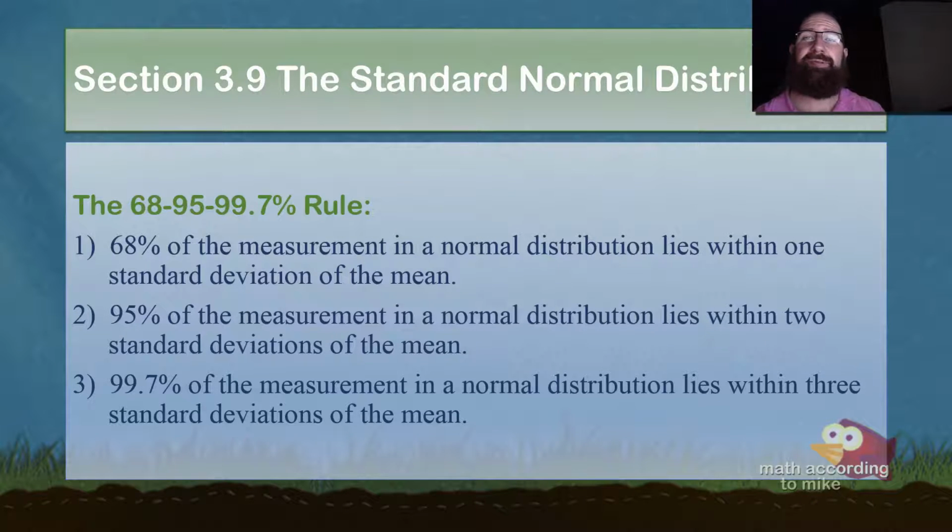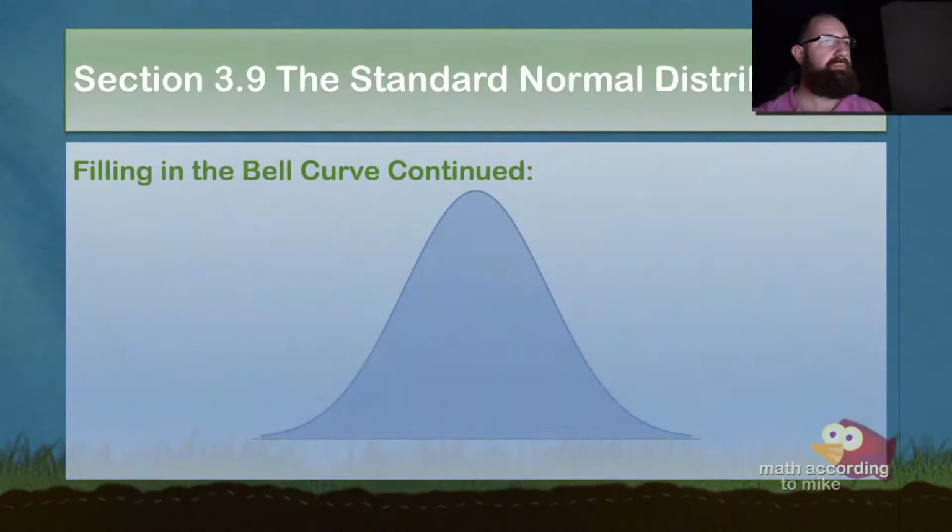All right, 68% of the measurements are within 1 standard deviation of the mean, 95% within 2, and 99.7% within 3. Keep those numbers in mind. Let's see how this breaks down on our normal distribution curve. All right, so we're going to fill in the normal bell curve. I'll use purple. I would suggest that you draw this as well as we go along.